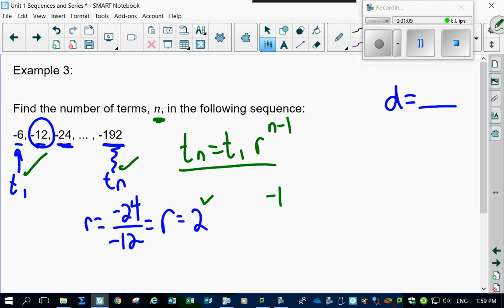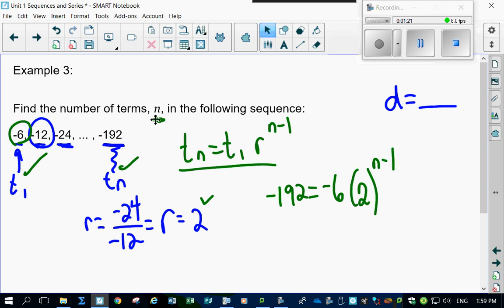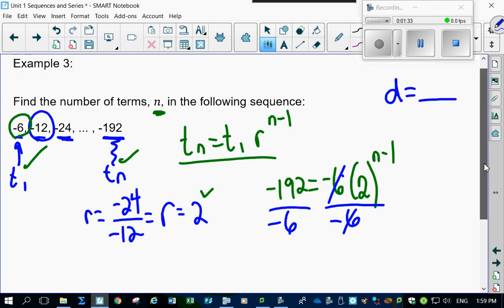So our Tn is minus 192. Our T1 over here is minus 6. Our ratio here is 2, and this is to the power of n minus 1. Oh, isn't that just great? All we got to do now is solve this. Easiest thing to do right off the bat, divide this by minus 6, divide that by minus 6. Let's cancel out those minus 6's here and see what we get.